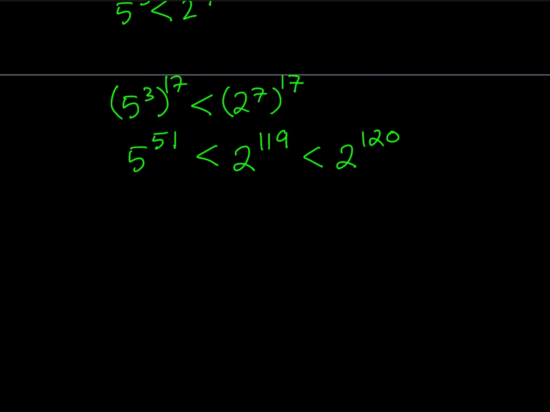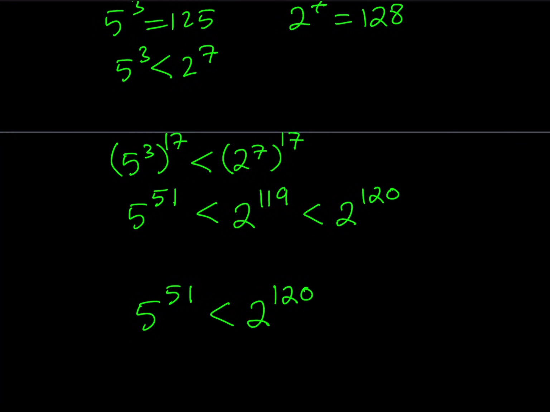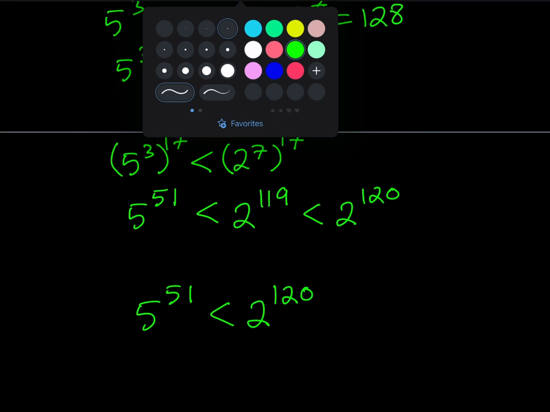So this is satisfied. Therefore, by using the transitive, what's that called? Okay, I couldn't say it. Transitive property of inequalities, I can safely say that 5 to the power 51 happens to be less than 2 to the power 120 because it's already less than 2 to the power 119, which is less than 2 to the power 120. So it's obviously less than 2 to the power 120.